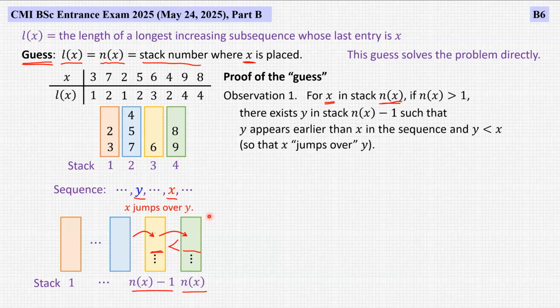If I may explain again, first y enters the stack n(x) minus 1. Then x enters the stacks, but it cannot be placed on top of y, hence it jumps over to the next stack.